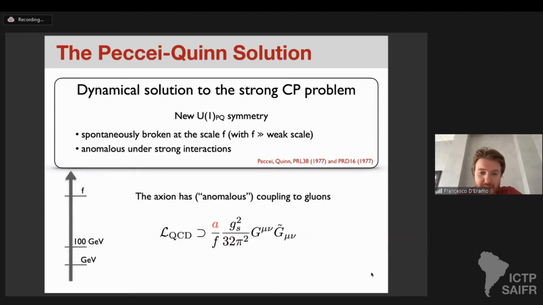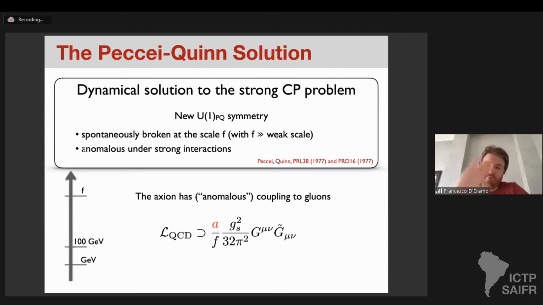And the reason is that the Peccei-Quinn symmetry has another requirement, and the requirement is that this symmetry is anomalous under strong interactions. Okay, so I don't expect all of you to know what an anomaly in quantum field theory is. Let's just say, roughly speaking, and this is a very sloppy description, that the U(1) Peccei-Quinn symmetry is a symmetry of the theory as long as you consider only classical transformations. Once you consider quantum effects, you see that this symmetry is actually violated. So it's not an actual symmetry of the Lagrangian because it's violated by quantum effects.